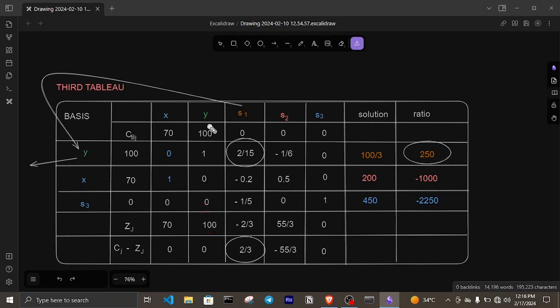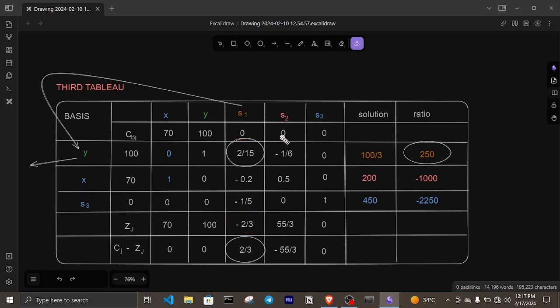Right, the same thing goes: 100 times 2 on 15, 70 times negative 0.2, plus 0 times this gives us this value, and then you subtract 0 from the top here, that gives us this value. So we do that for all the columns. I don't want to do that because we've done that already.